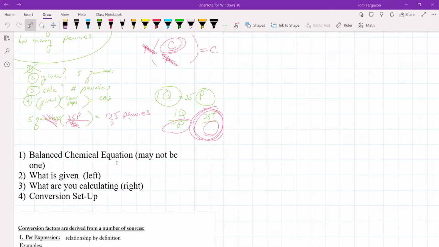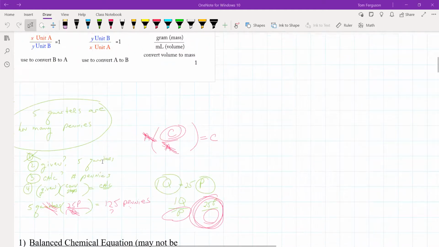Now we're going to be doing problems where there is a chemical reaction later on in the course. But right now, the problems we're going to do for Unit 1 are not going to have any chemical reactions going on. So basically, step 1, you can ignore that. Secondly, what's given? What are you trying to calculate? And then the conversion setup.